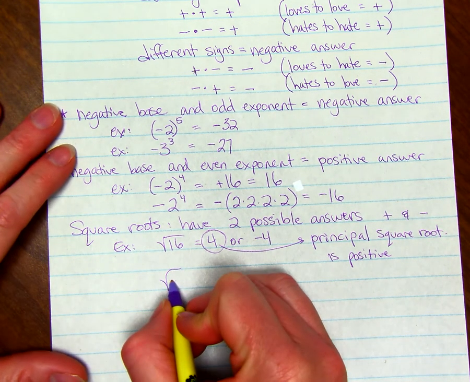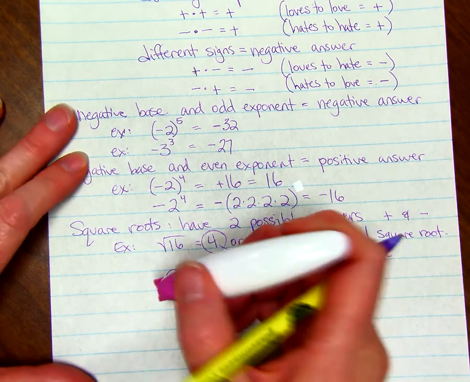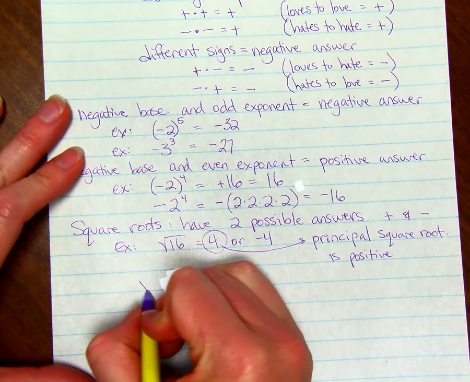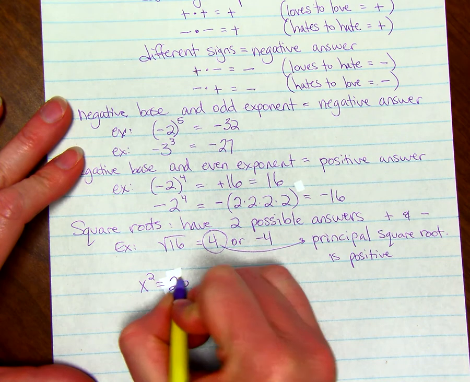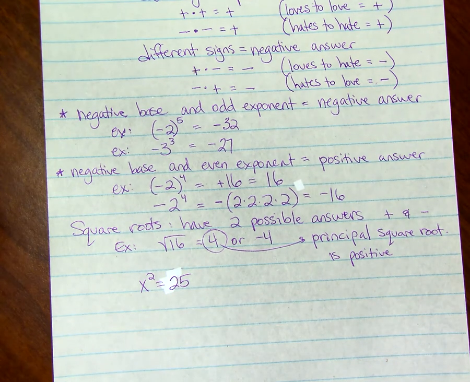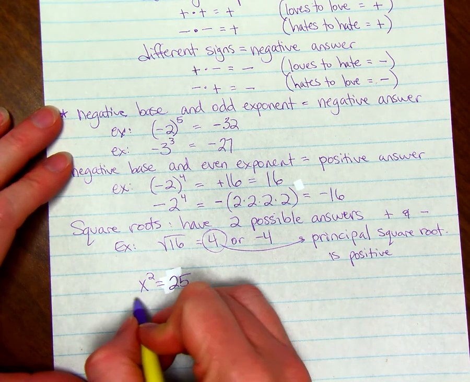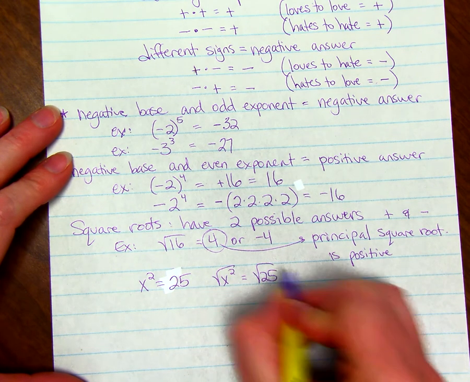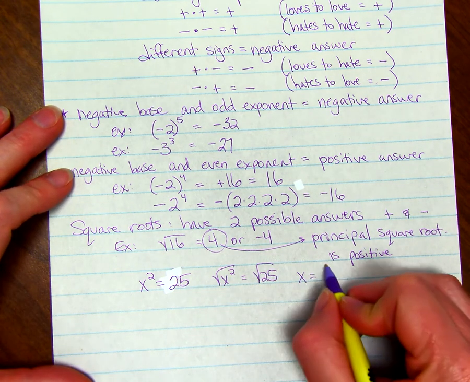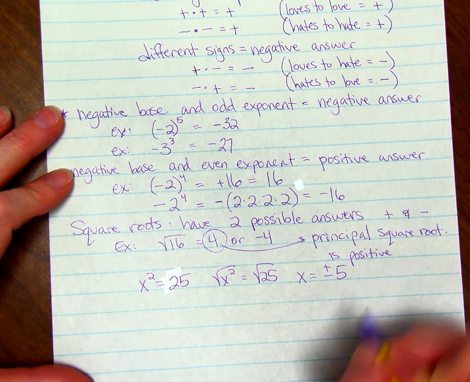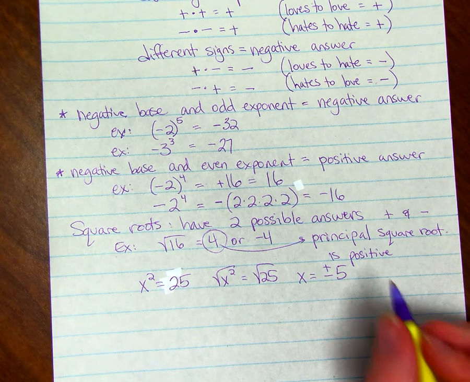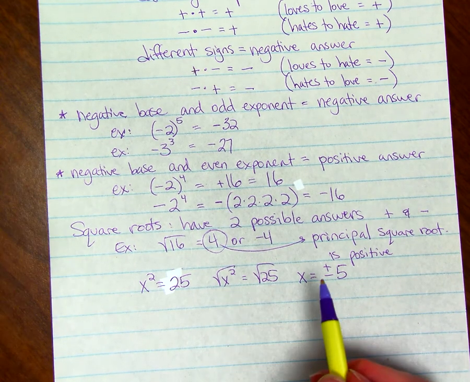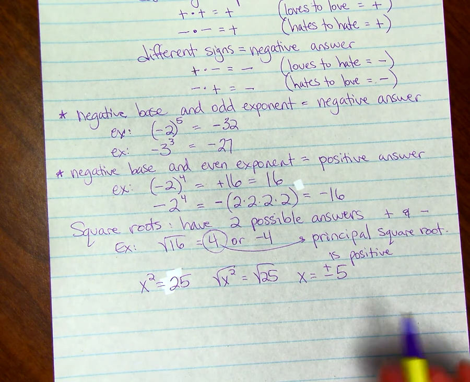Let me do this. If we have a problem like this, x squared equals 25, and we want to know what x is, we would take the square root of both sides, and in this case, x is going to be plus or minus 5. So you have to have the two answers in this case, because x could be positive or negative.